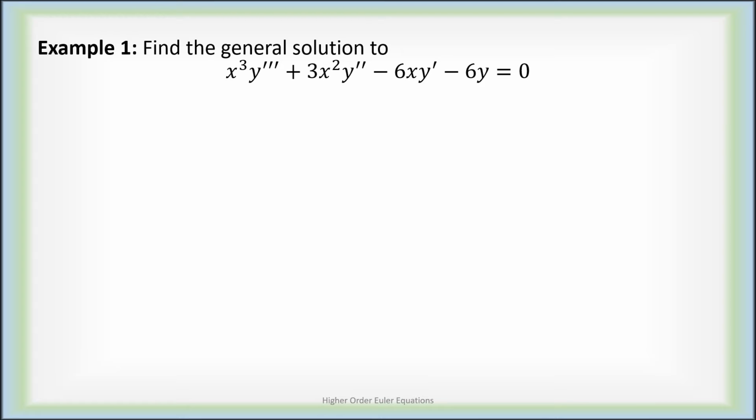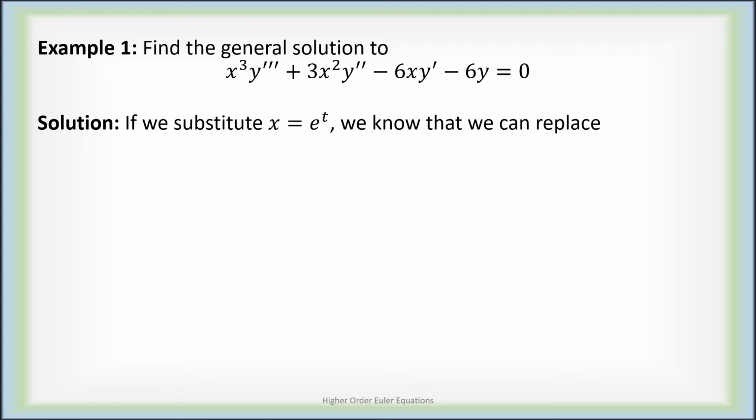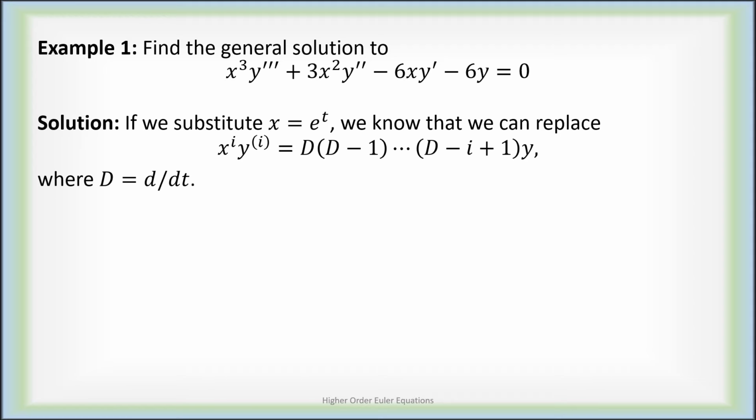Let's take a look at a first example. Find the general solution to x cubed y triple prime plus 3x squared y double prime minus 6xy prime minus 6y equals 0. Note this is a generalized Euler equation. The power of x always matches the number of derivatives of y being taken. We know that when we do the substitution x equals e to the t, we're going to be able to replace x to the i times its matching derivative of y with the product D minus 1 all the way down to D minus i plus 1 of y, where capital D is this t derivative, d by dt.